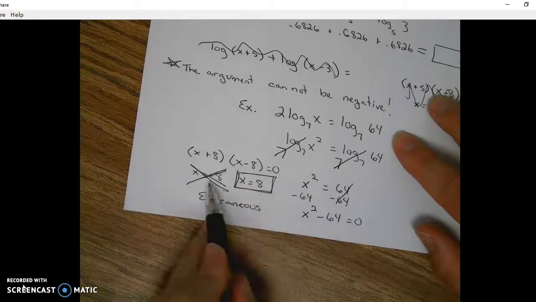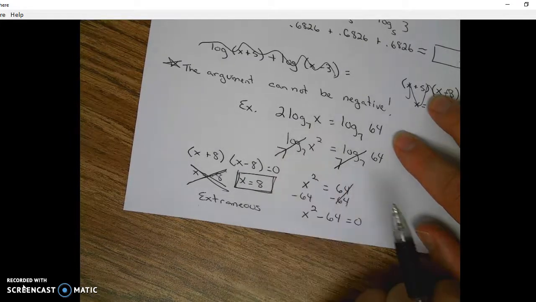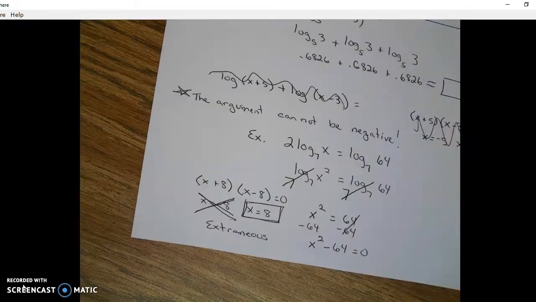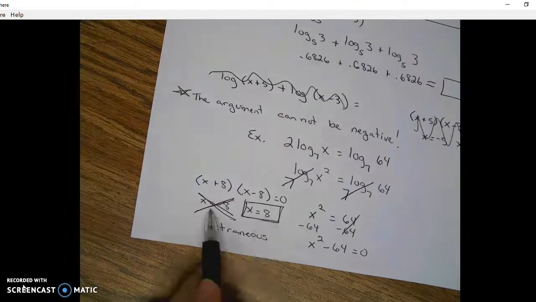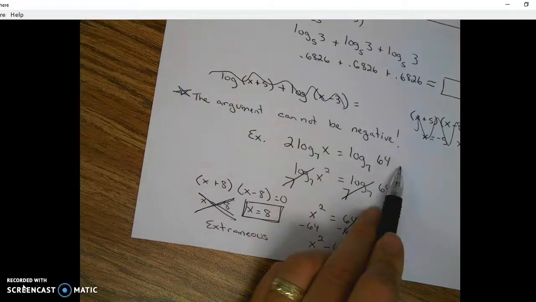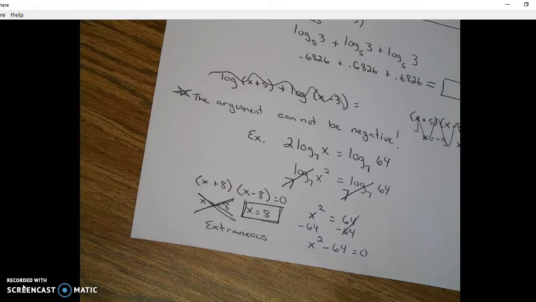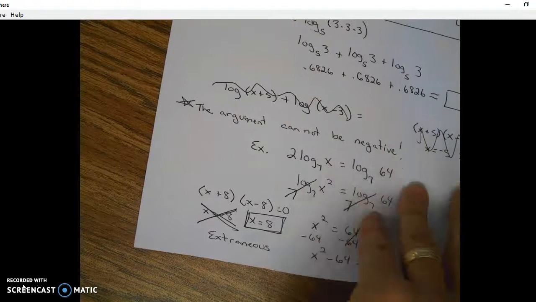So whenever you get solutions, you need to really plug them back in and make sure your argument does not turn out to be negative. Because if it does, then you have an extraneous solution and you cross it off. If both of them happen to make negative arguments anywhere in the problem, then there's no solution. Okay? All right.